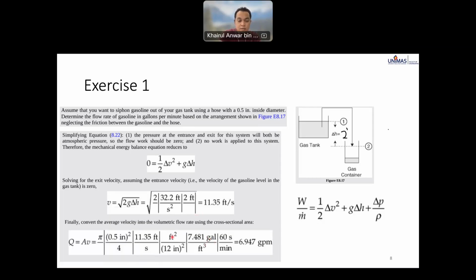Okay, so this is a unit conversion, from feet cubed per second to gallons per minute. So we have 6.947 gallons per minute. If it is in SI units, it is the same.